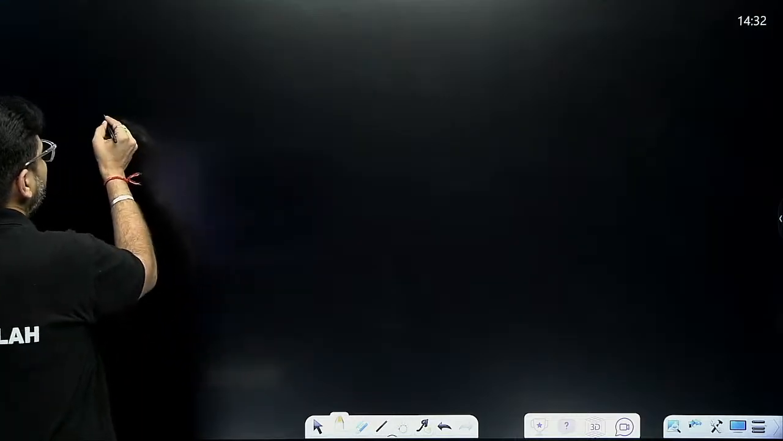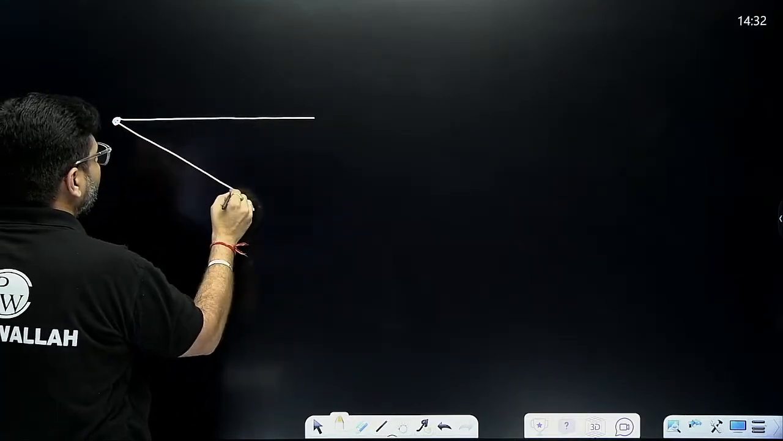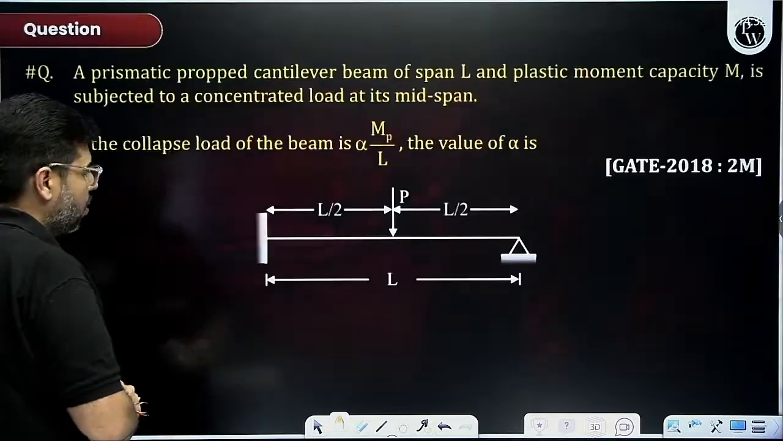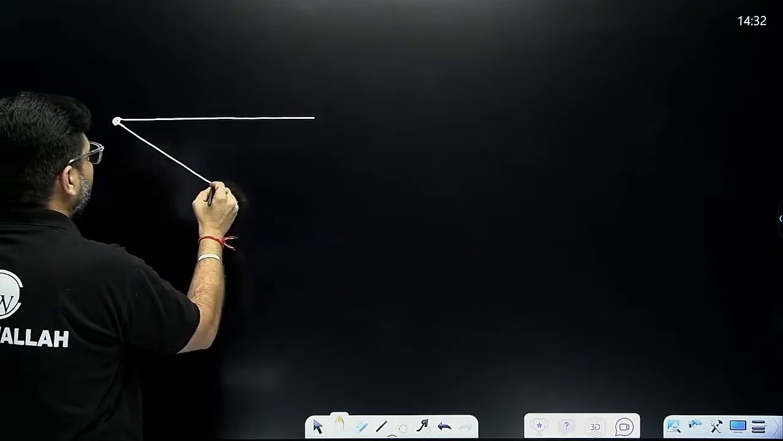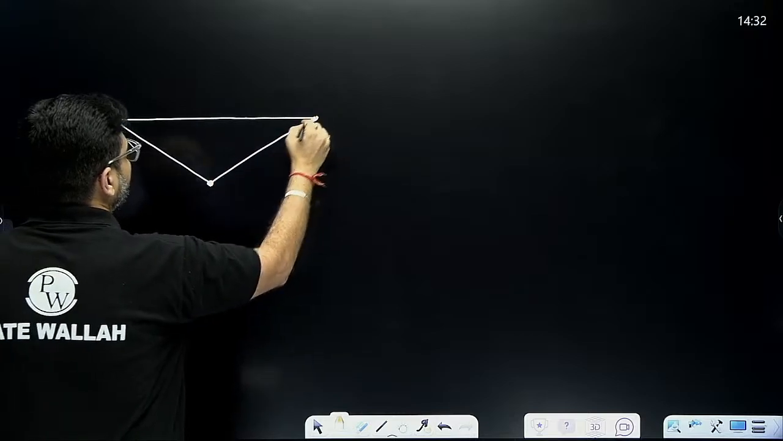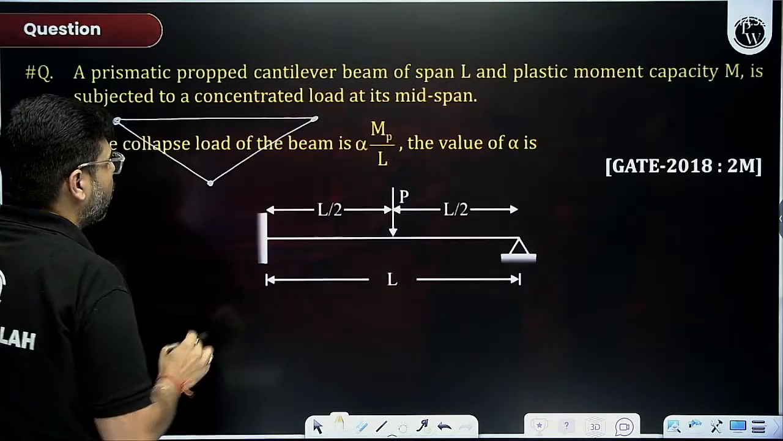Just apply the kinematic method. Report your answer. One hinge will form here, one under the point load. Okay. Point load is at L by 2 only. Very good. So here two hinges are required, one at the fixed end and one under the point load.